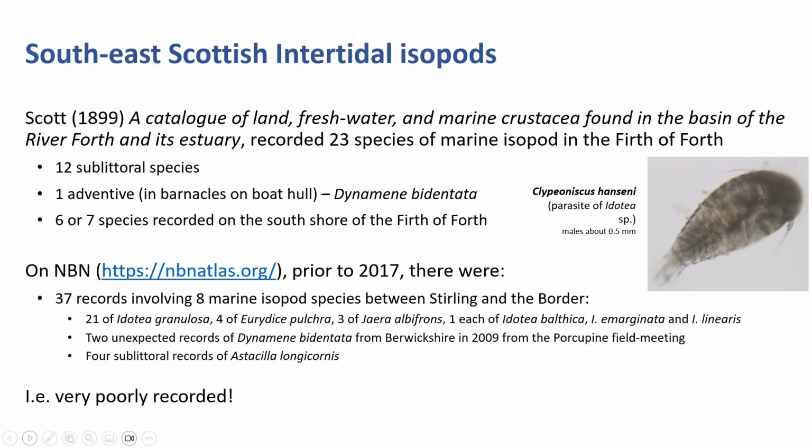There were 4 sublittoral records of Cassidinidea longicornis, and then there were 2 unexpected records of Dynamene bidentata from the Porcupine Society meeting in Berwickshire in 2009. I've been trying for years to get hold of one of these 2 records, because it shouldn't be here and it may not have been here, but I don't really know for sure. That's a species unexpected to turn up there. And there were 2 records on the same day in slightly different spots. It's interesting. So they're very clearly recorded.